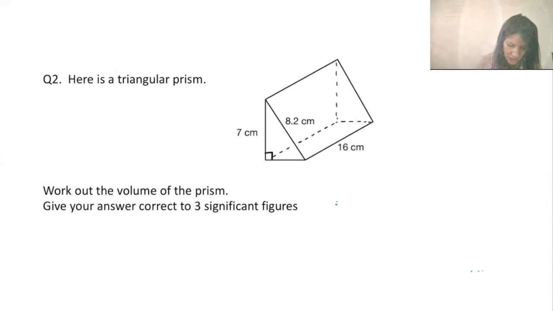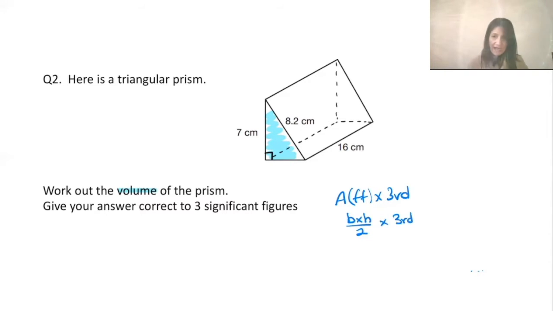Okay, so keyword, volume. Okay, I can see the triangular prism. I can see numbers. I know what volume is. Volume is the area of the front face times by the third length. So I know what I'm doing. The area of the front face, when I look at that, I can clearly see we've got a triangle. So base times height divided by 2 times by the third length is more accurately the volume. And straight away, I can see a problem because I don't have that base.